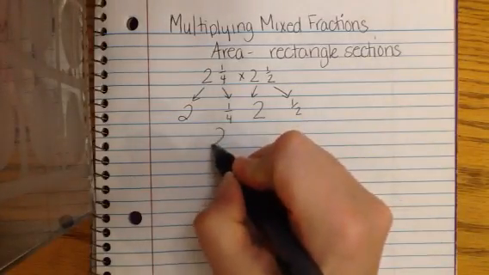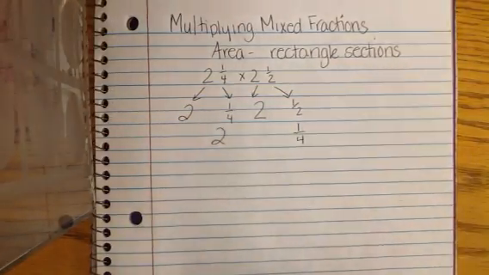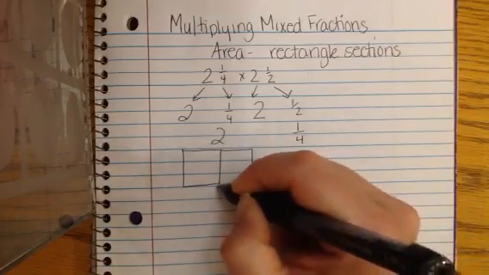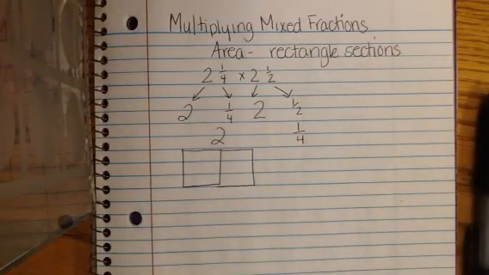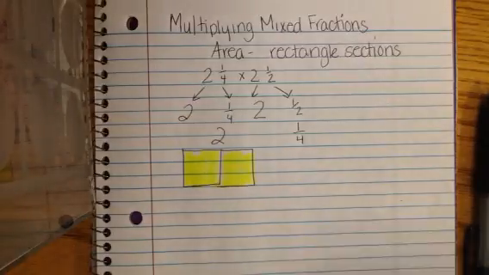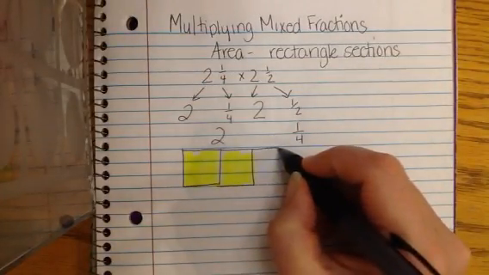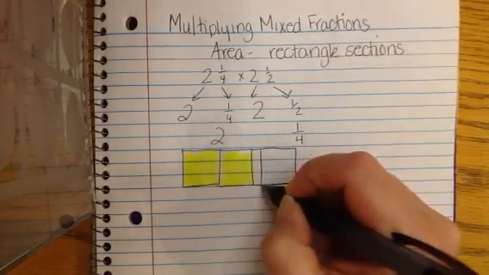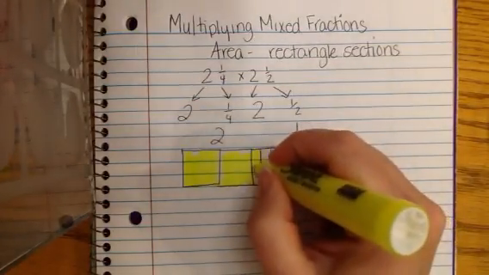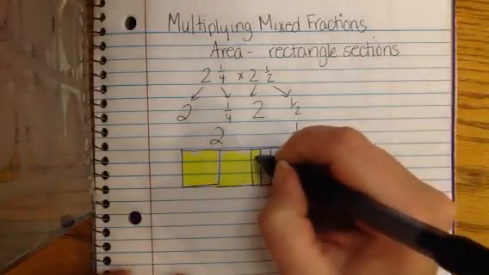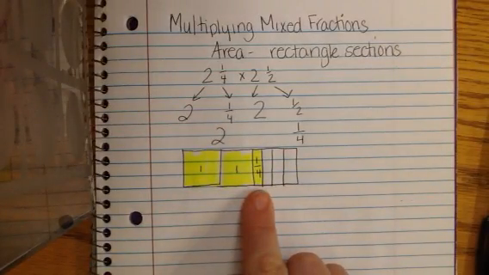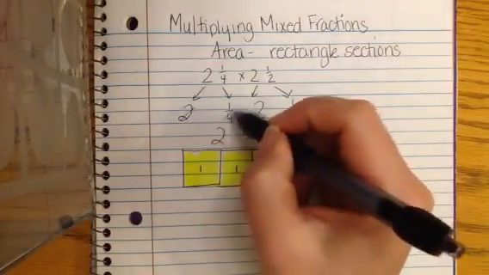So for my first number, I'm going to represent what 2 1/4 looks like. Here I go: 1, 2, 2 wholes. I'm going to color that in. Then I have to show what fourths look like. So I'm going to make another box and divide it into 1, 2, 3, 4 parts. But I'm only talking about a fourth, so I only need to color in one of those. I'm going to label what that is. So I showed 2 1/4.